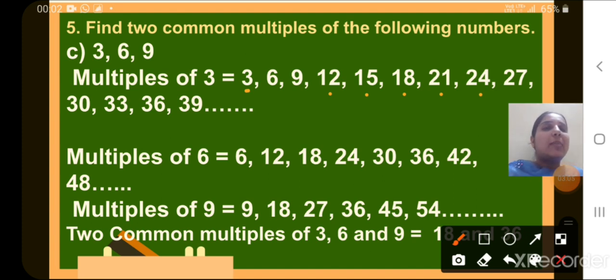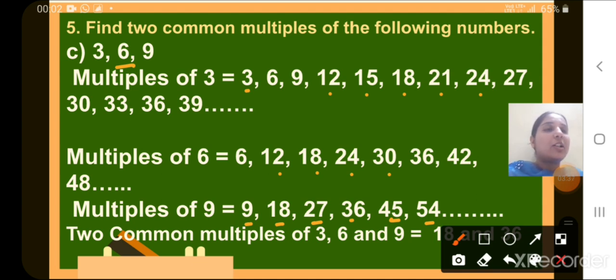Then we will write the multiples of number 6. So 6 ones are 6, 6 twos are 12, 6 threes are 18, 6 fours are 24, 6 fives are 30. Okay? And then we will keep writing. Then we will write the multiples of number 9. So 9 twos are 18, 9 threes are 27, 9 fours are 36, 9 fives are 45, 9 sixes are 54, and so on. Now we have to find the first two common multiples.